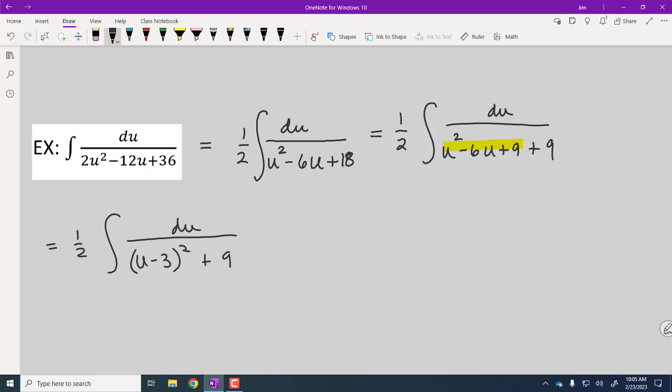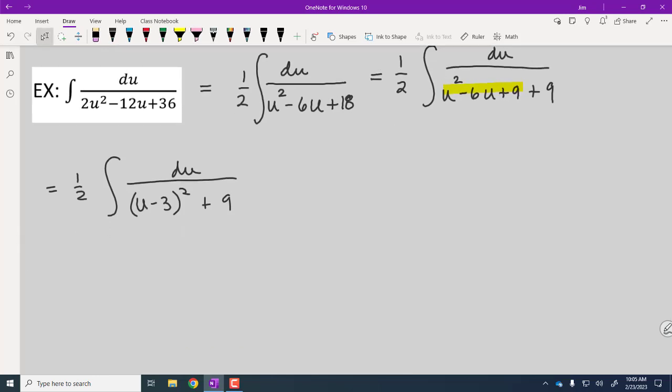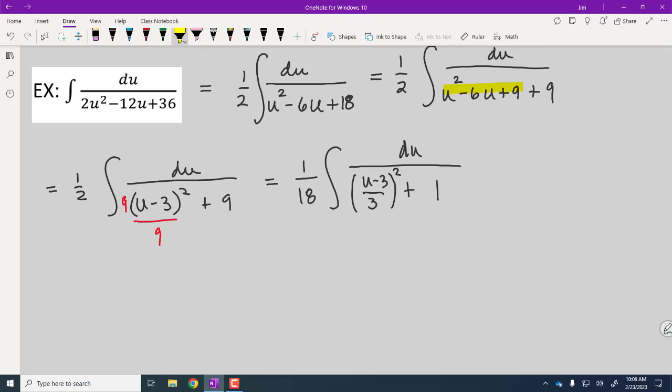We'll factor out the 9. So we will end up with a 1/18 out in front, factoring out the 9. And when we factor out the 9, let's do it in one step this time. We're factoring out the 9, so this and this come out and mash with the 2 to make an 18. And we want to write this leading term here as a quantity that's squared, so we're going to write it as (u minus 3) over 3, quantity squared.